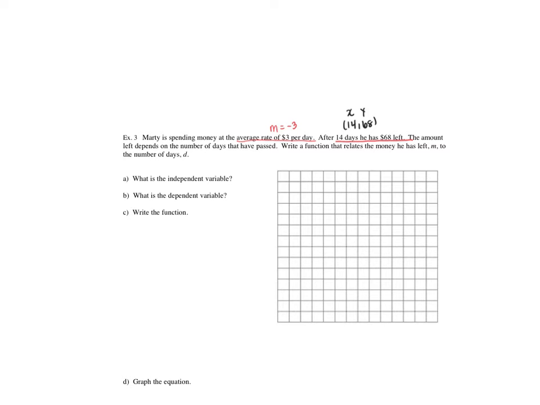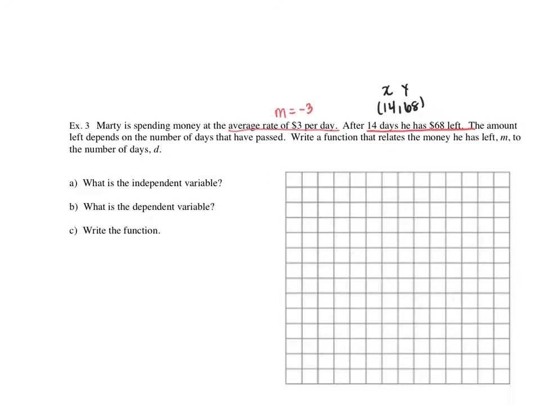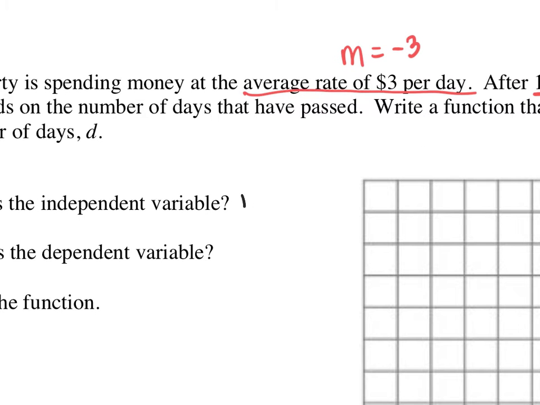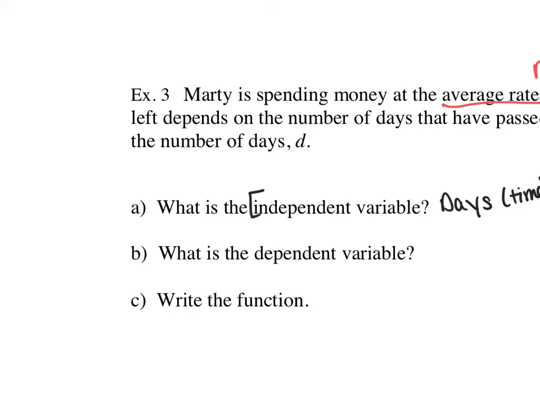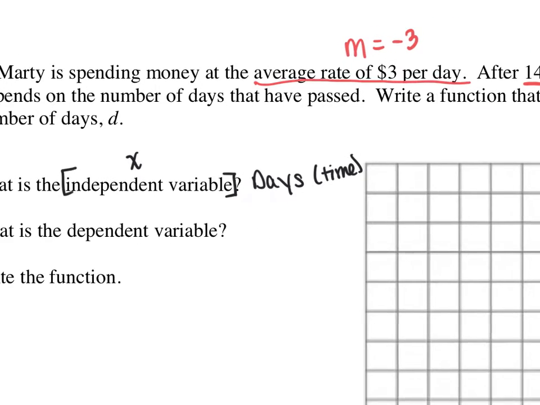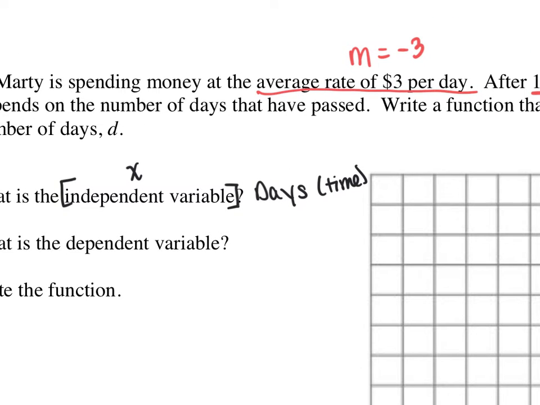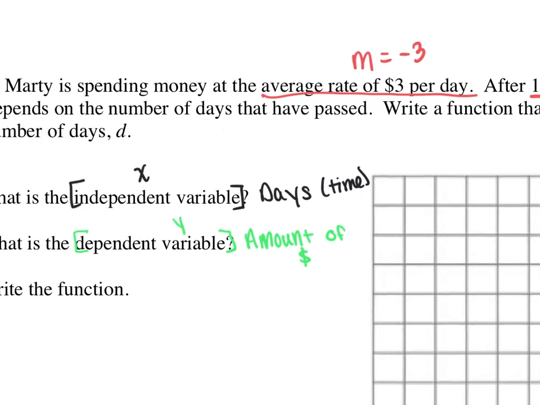What is the independent variable? Remember, independent variable is always time. So in this case, it's days. And independent variable is your x value. Not your x value, your x-axis. Your dependent variable is your money. That's the only other variable in this situation. So it's the amount of money. And dependent is going to be your y-axis. That's where we're going to be plotting the amount of money.